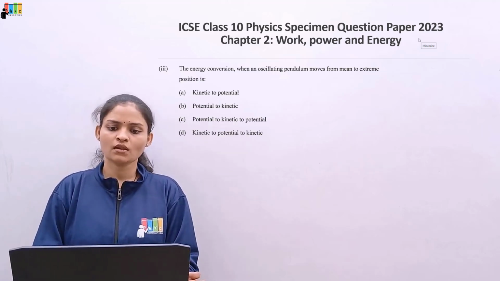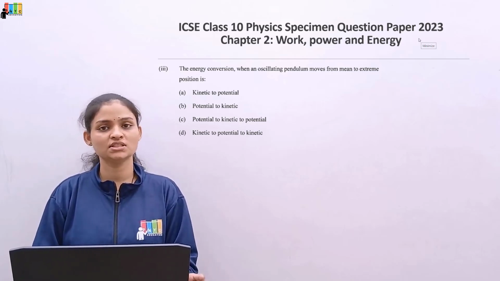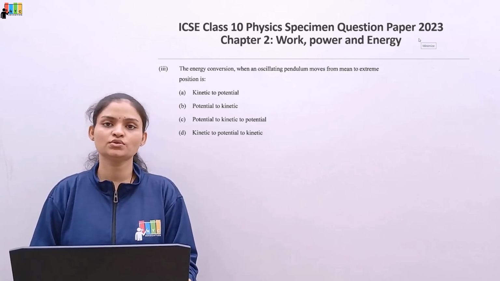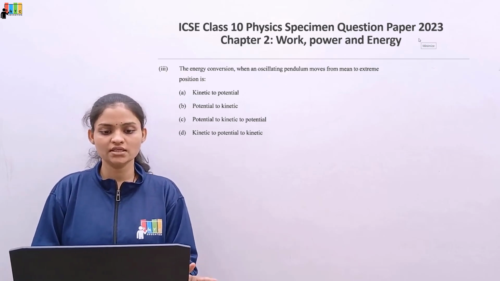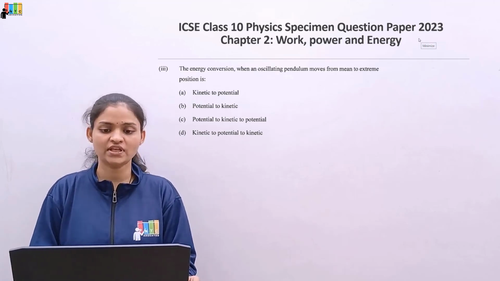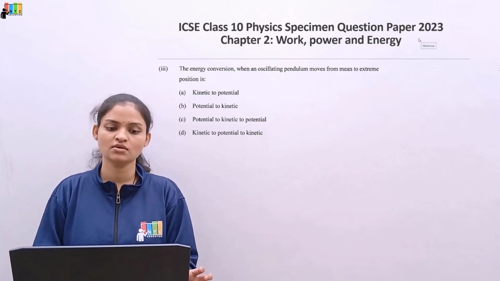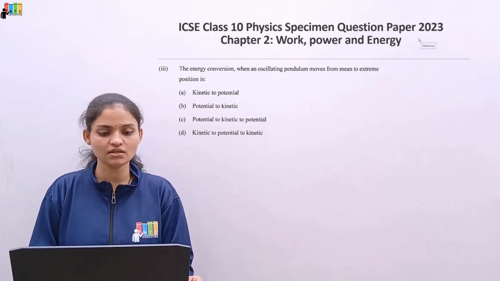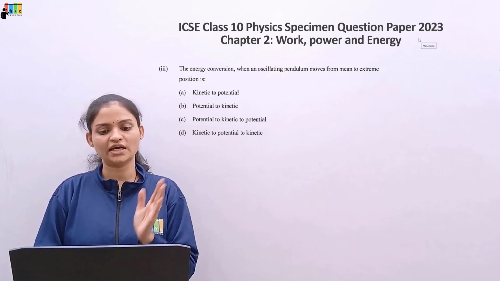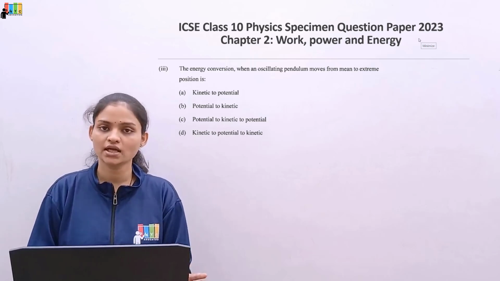Next question. So next question is again from the same paper. This is the second question from the same specimen question paper 2023. The energy conversion when an oscillating pendulum moves from mean to extreme position is: option A, kinetic to potential; option B, potential to kinetic; option C, potential to kinetic to potential; and option D, kinetic to potential and again to kinetic.